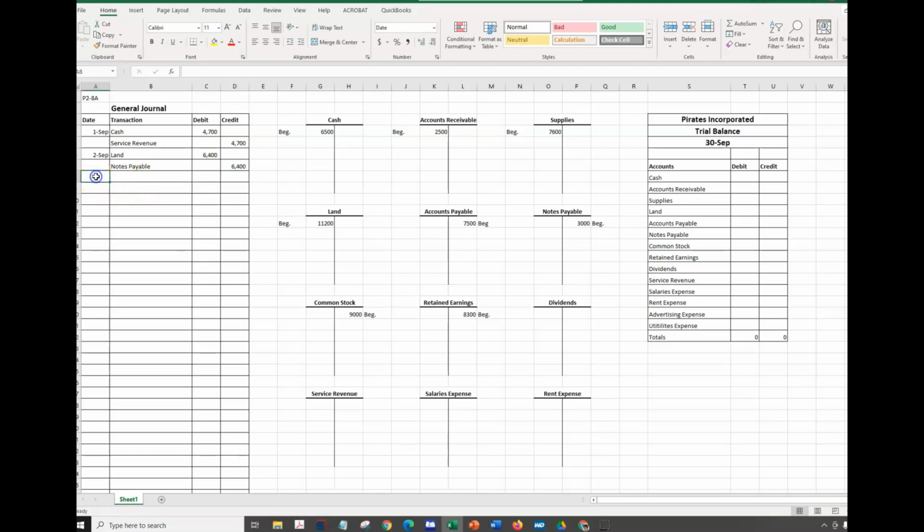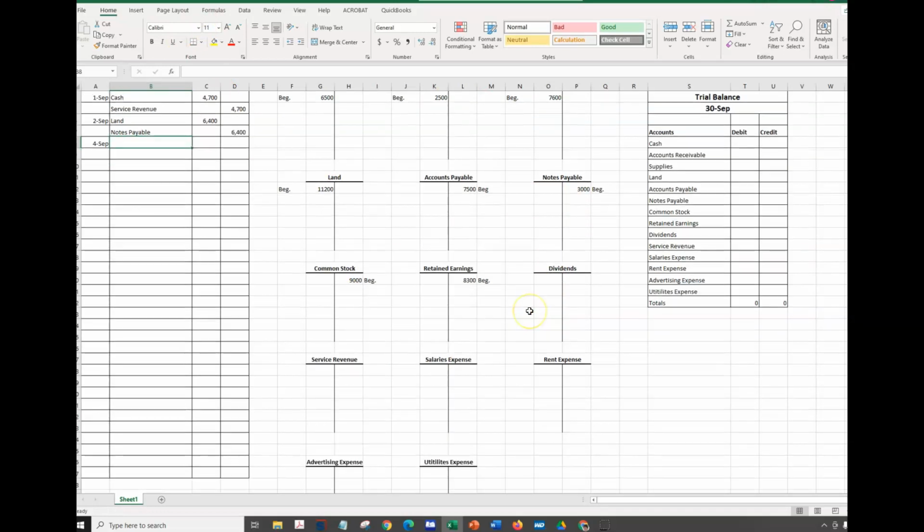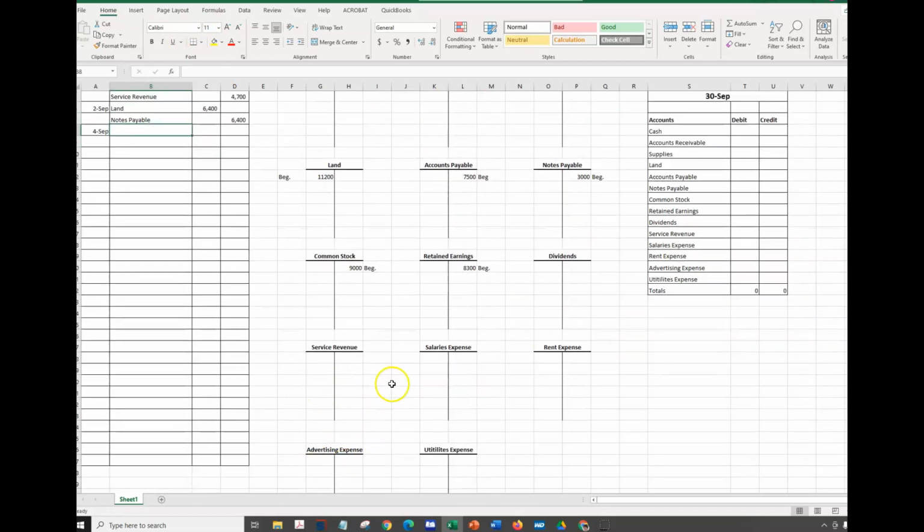Next transaction, September 4th. We received an invoice for $500 from the local newspaper for an advertisement that appeared on September 2nd. It's important to know when the advertisement ran, whether you actually owe the $500 yet or not. So we received an invoice means we haven't paid it yet, we just received an invoice. That would be accounts payable, right? But what about the advertising? What would we use? What fits here? Oh, look, there's an advertising expense.